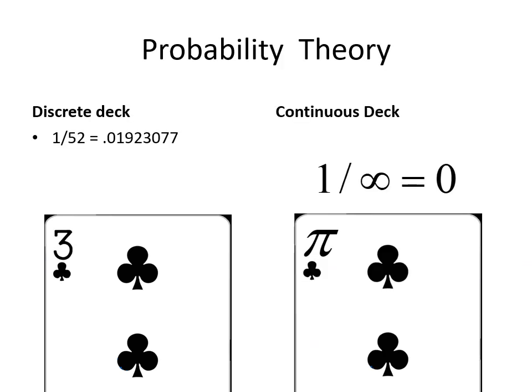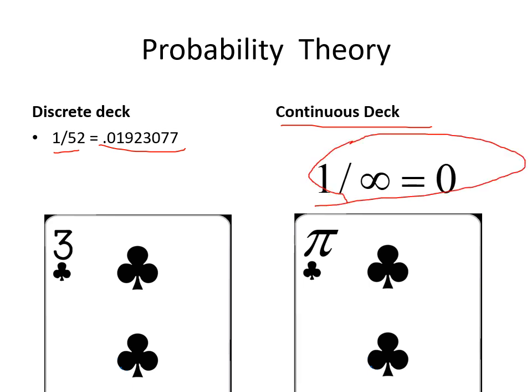So let's just use probability theory. Let's go to it from a discrete deck. If you were to shuffle the deck and pull out a card, the probability of you pulling out the 3 of clubs would be 1 in 52, which works out to a fraction like this. But if you had a continuous deck of cards that had an infinite number of cards and infinite number of suits, the odds of you pulling out the pi of clubs, okay, would be 0.